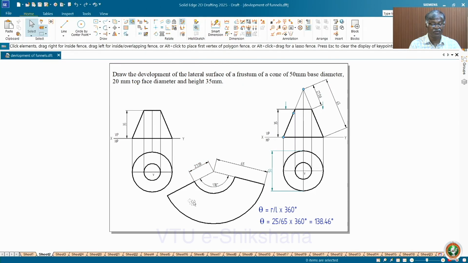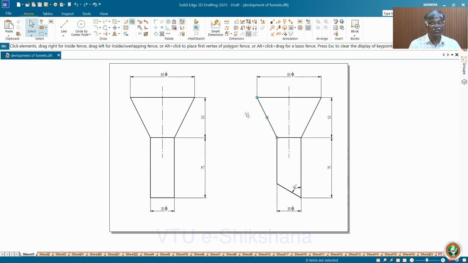Then this one will be the development required for this particular frustum of cone. So here, for both the figures we have the frustum of cone. Here truncated cylinder, this is regular cylinder. For this we have to follow a procedure. You have to divide this into unequal parts and do it.